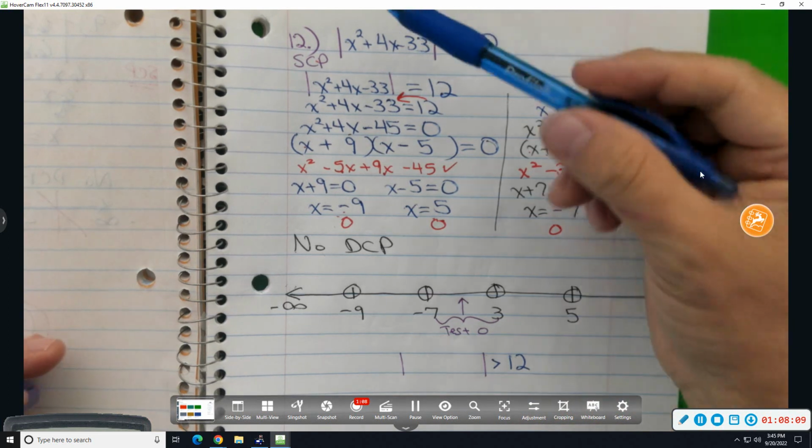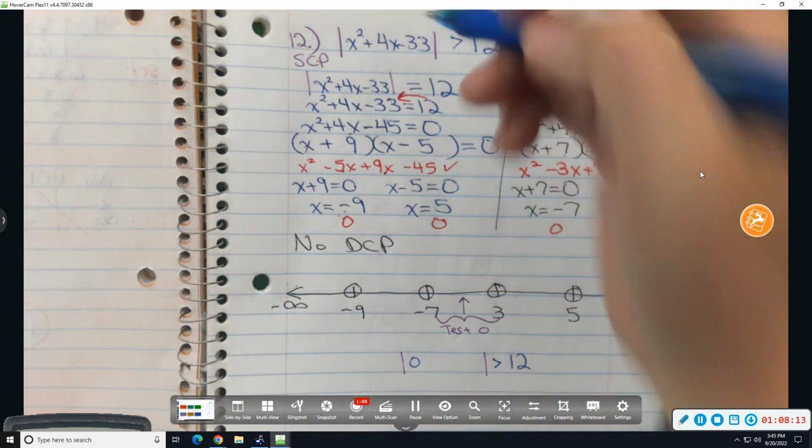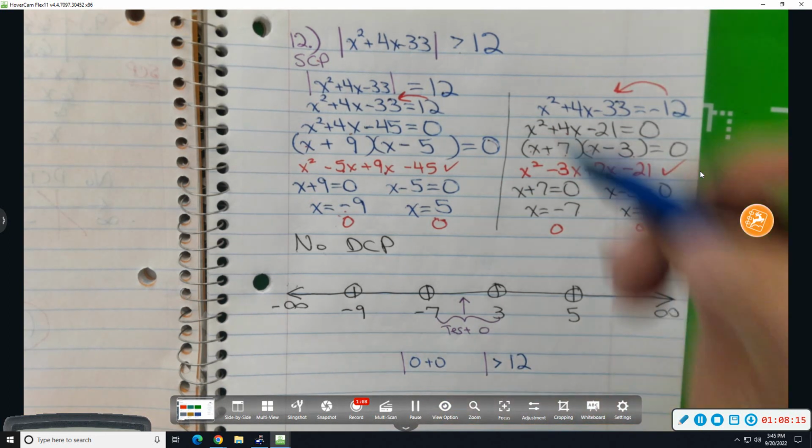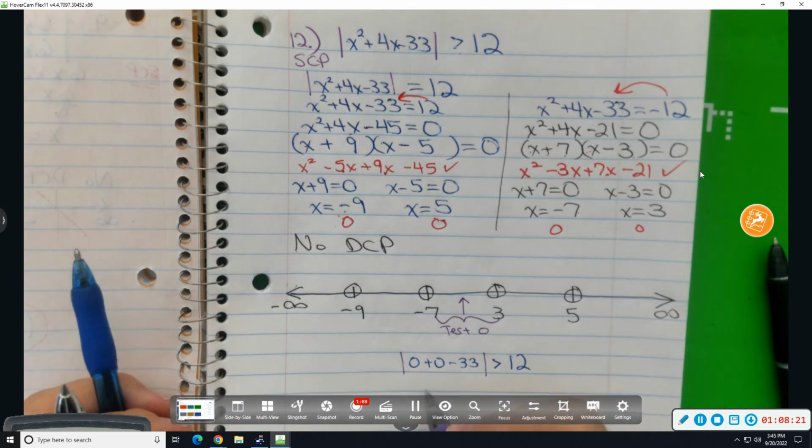Okay, so you're plugging in 0. That's 0, and then 4 times 0 plus 0, and then minus 33. So it's just 33 is greater than 12, which is wrong.